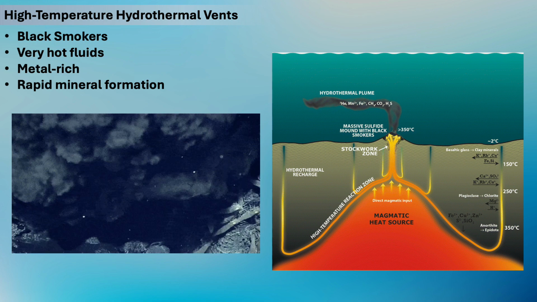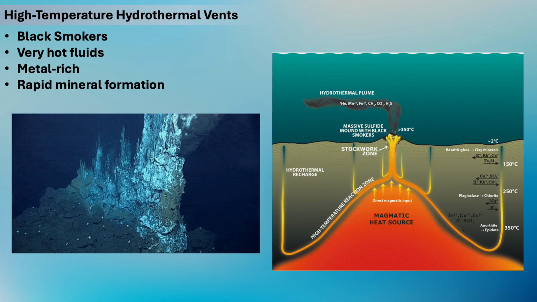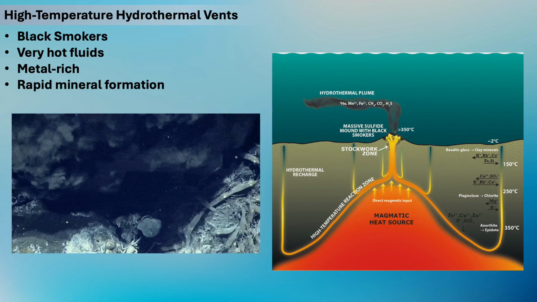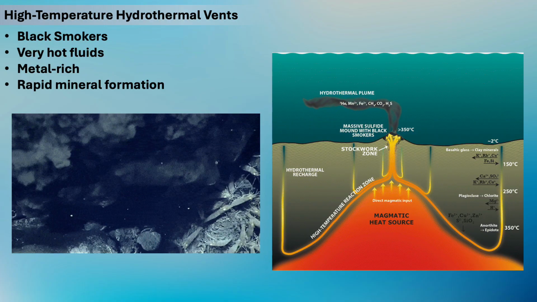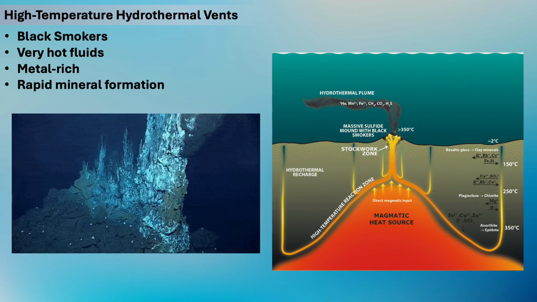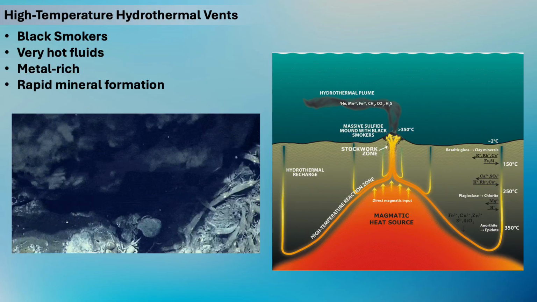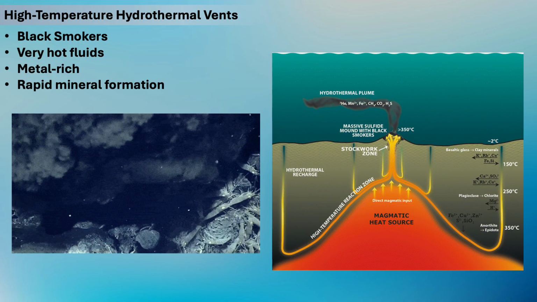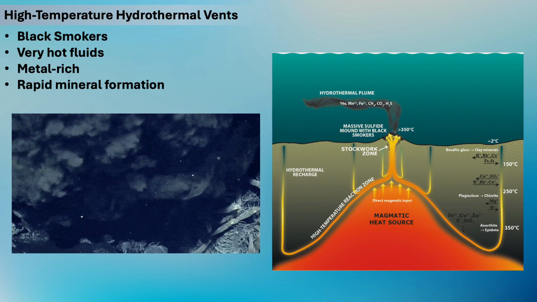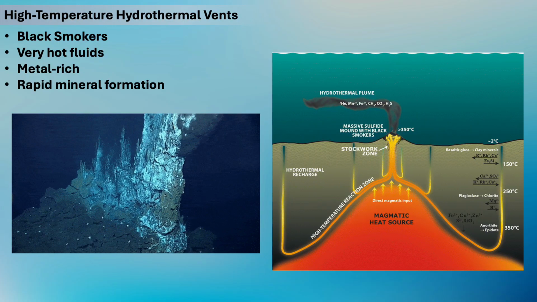From a basin scale perspective, black smokers represent highly focused points of heat and chemical transfer. Although they occupy small areas of the seafloor, they play an outsized role in removing heat from Earth's interior and in supplying chemically reduced compounds that support unique biological communities.